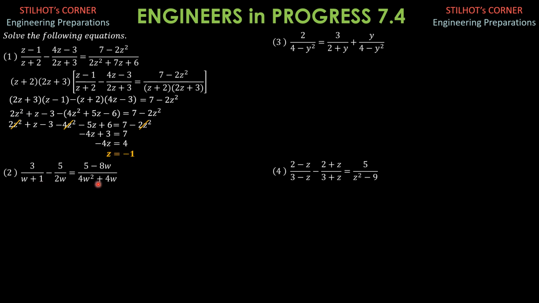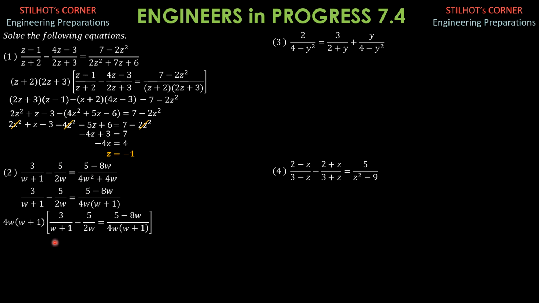For the next equation, we factor this into 4w times w plus 1. Therefore, the LCD of the denominator would be 4w times w plus 1. We multiply everything by 4w times w plus 1. So we copy this fraction, which is equivalent to that. So distribute, w plus 1 is cancelled. So 4w times 3 is 12w.